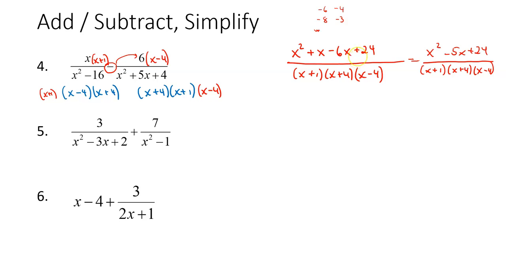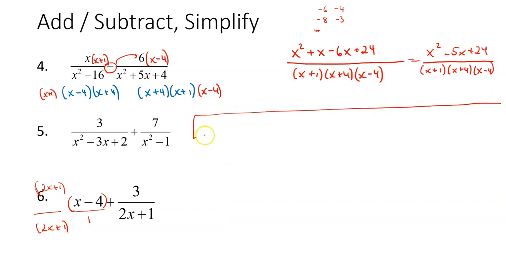All right, what happens in number 6? Number 6 looks a little funky. It's got an x minus 4 plus a fraction. Well, this x minus 4 is really over 1, right? So my common denominator is really just 2x plus 1, but that means that I need to multiply the top and bottom of this thing by 2x plus 1. So a 2x plus 1 there, and a 2x plus 1 there.